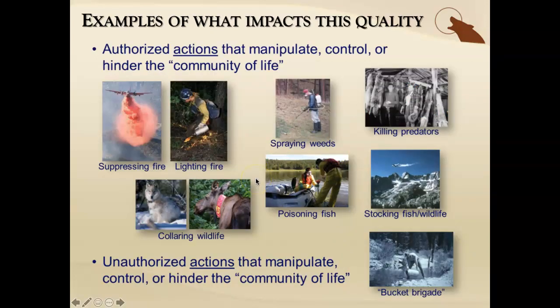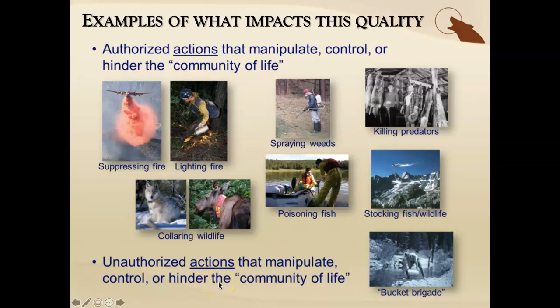There are a bunch of different actions that impact the untrammeled quality of wilderness character. So there are authorized actions that managers take that manipulate, control, or hinder the community of life. Things like suppressing fire, even lighting fire for prescribed burns, collaring wildlife, spraying weeds, pulling weeds, poisoning fish, stocking fish or wildlife, killing predators. The bucket brigade, this is an example of people who used to stock fish in lakes, just filling up buckets with fish and pouring them into lakes.